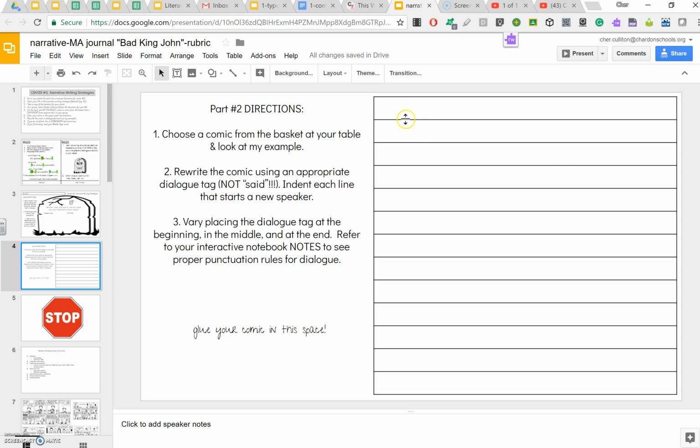One thing to make note of is each time you write a new speaker, you need to indent it. So I'm not going to start at the margin. My very first one's going to be indented. When I switch to a new speaker, it's indented automatically. You should have an exchange of either 3 to 4, maybe even 5 different dialogue exchanges, and that's how many different paragraphs you're going to have. So the best way to look at this is look at my example, look back at your notes, and do your best. If you have any questions, raise your hand.